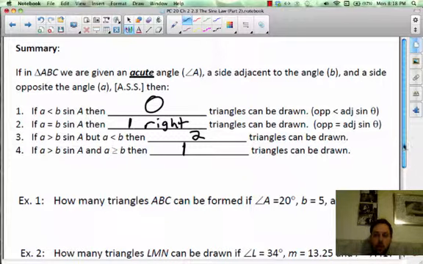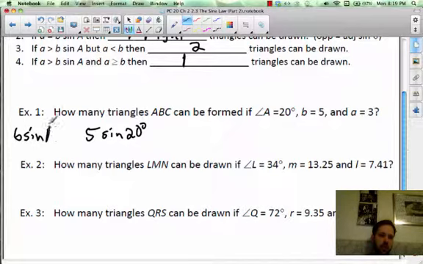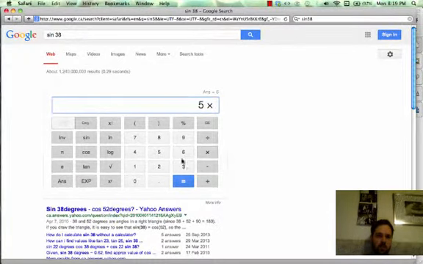Okay? So let's get a little practice here. How many triangles ABC can be formed in this case? A is 20, B is 5, and a is 3. So let's figure this out. B sine A. So B sine A is 5 sine 20. I'll just remind you that this is B sine A, not 6 sine A, B sine A. Okay, pretty ugly. So let's calculate this. 5 times sine 20, and we get 1.71.